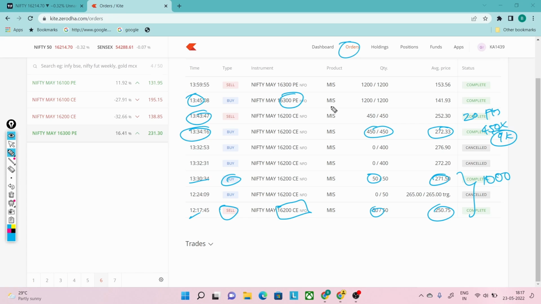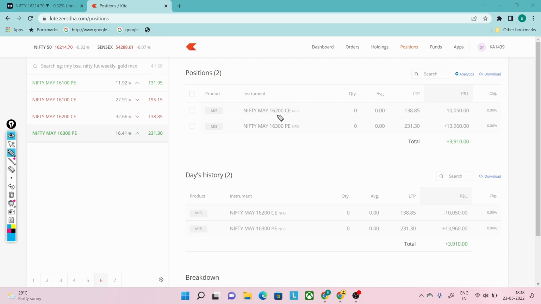options of the 16,300 strike price. So 1,200 quantities at 141.93. We exited at 1:59 with 1,200 quantities at 153. So if you look at the positions, on the 16,200 call we made a loss of almost 10,050, and on the 16,300 put we made a profit of almost 13,960, and the overall net profit was 3,910 rupees. So that's it from today's trade, guys.